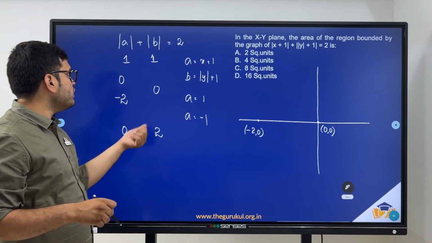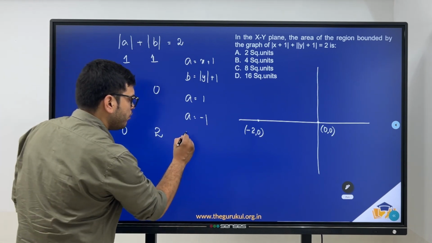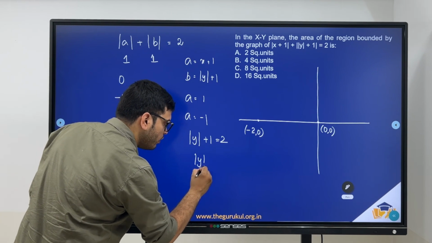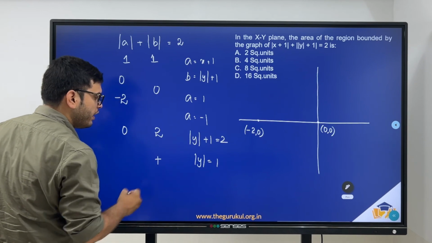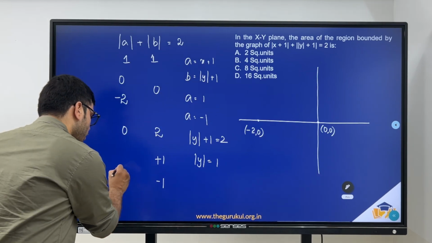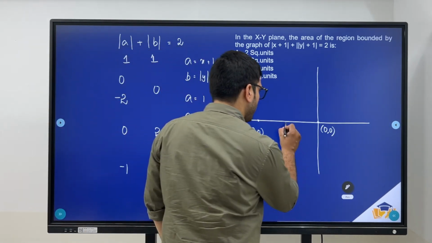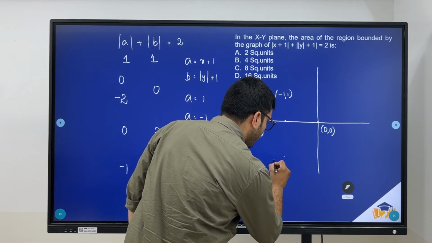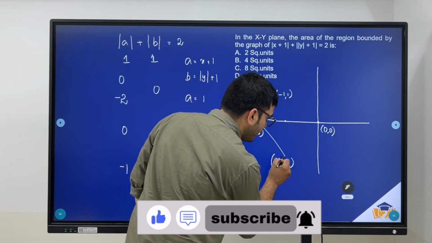That means a has to be 0 and mod b has to be 2, right? Now when can mod y plus 1 be equal to 2? Now that means mod y should be equal to 1. So y has to be plus or minus 1. So y can be plus 1 or minus 1, right? For a to be 0, x has to be minus 1. So here we got 2 more points, minus 1 comma 1, right? So minus 1 comma 1, and we have one more point, minus 1 comma minus 1, right?